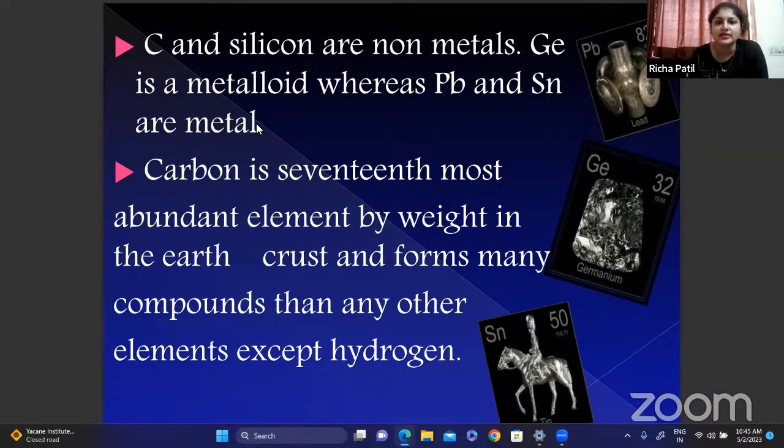Then carbon is the 17th most abundant element by weight in Earth's crust, and forms more compounds than any other element except hydrogen. So this is the abundance. Remember, carbon and silicon are non-metals. Germanium is a metalloid, it acts both as metal as well as non-metal, while lead and tin are metals.